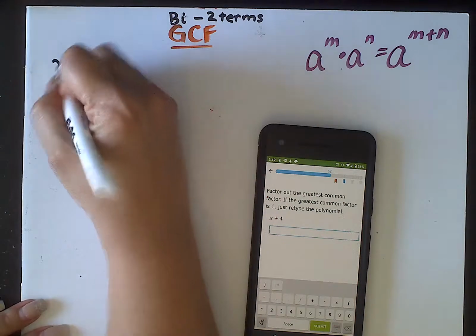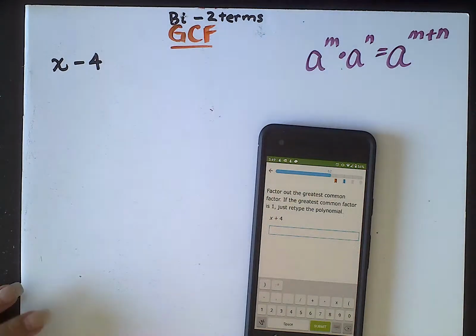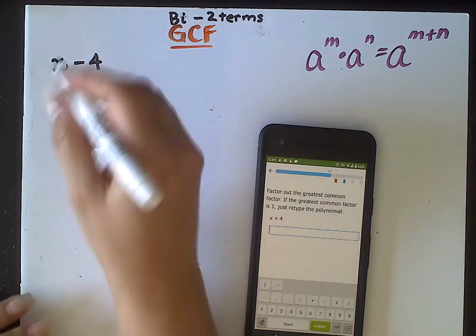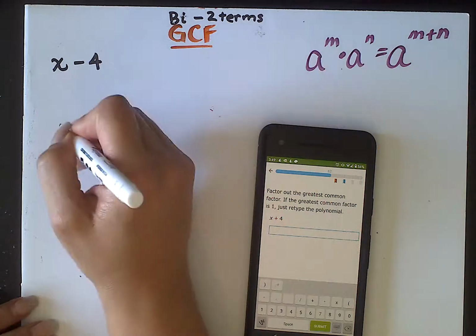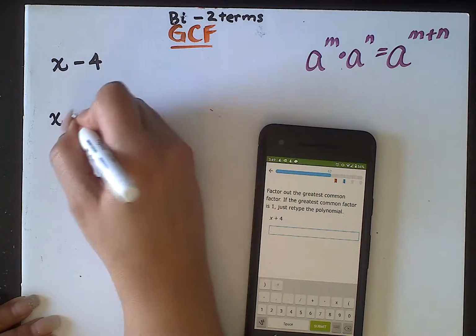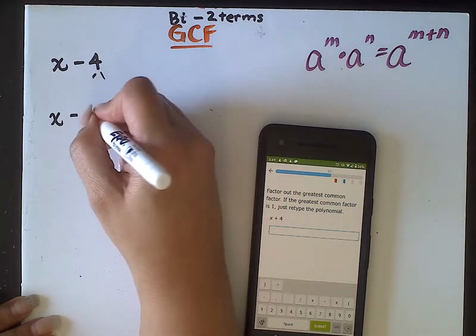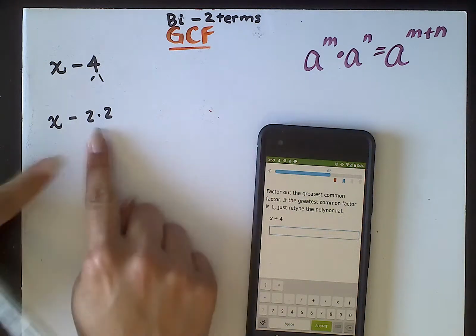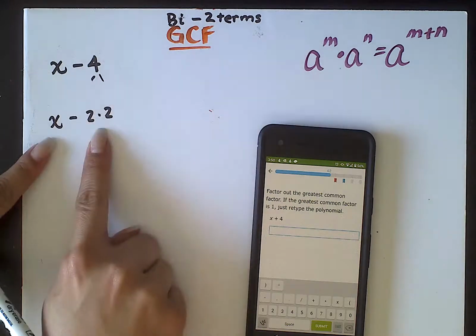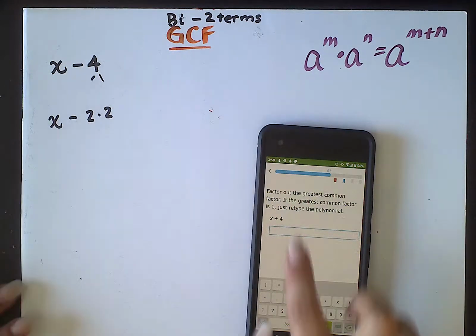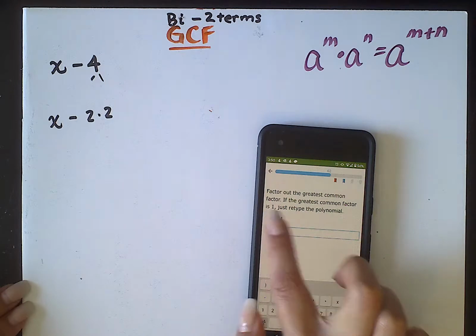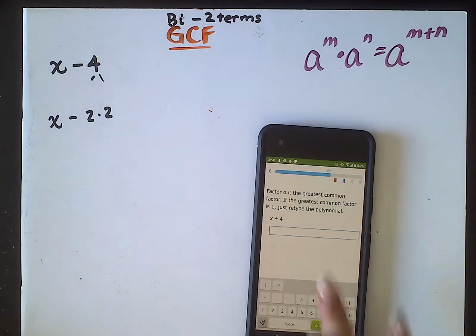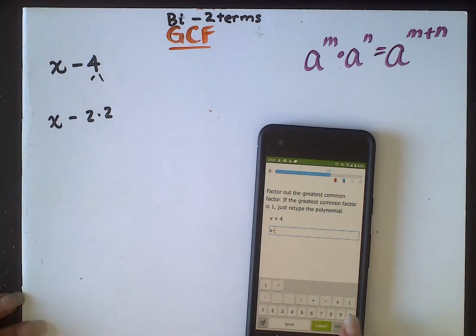So here I have x minus 4. Once again, I have a binomial. Now, x, well, that's just x to the power of 1, so that's x. And then 4 I can split into 2 times 2. Now, while I'm trying to look for my GCF, there is nothing that these two terms have in common. So you'll notice it states, if the greatest common factor is 1, just retype the polynomial. So, since it has nothing in common, I'm just going to retype this.